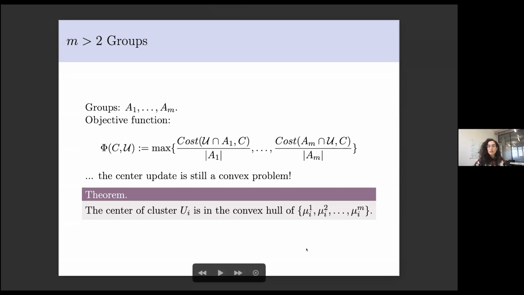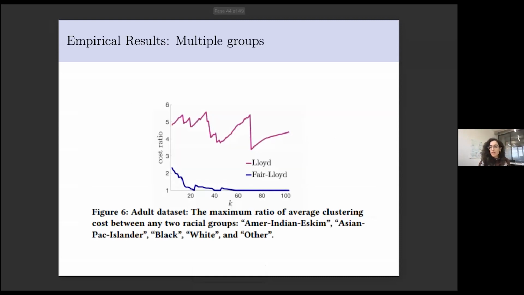For the case of two groups, we've shown that the fair centers are actually on the line segment that connects the average of demographic groups in each cluster. For the case of m groups, we show that the fair centers are in the convex hull of the average of these m demographic groups in each cluster. And therefore, again, we have a convex problem.